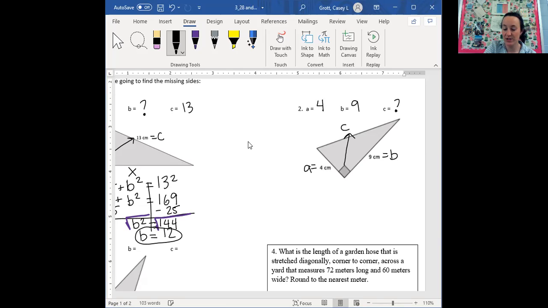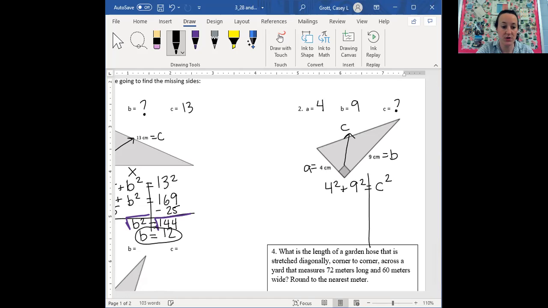C is what we are trying to find. Again, C is always going to be across from that right angle. So I have 4 squared plus 9 squared is equal to c squared. We don't know what this is yet. This is what we're trying to solve for. So let's go ahead and solve it.